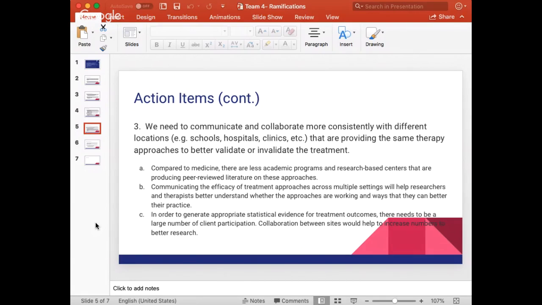So getting better at communicating the efficacy of treatment approaches across multiple settings would help researchers and therapists better understand whether these approaches are working and ways that we can better the practice, kind of actively within the practice that we're implementing. So in order to generate appropriate statistical evidence for these treatment outcomes, there needs to be a large number of client participation. So collaboration between sites would help to increase these numbers and start to get some more peer-reviewed literature out that has better statistical evidence.